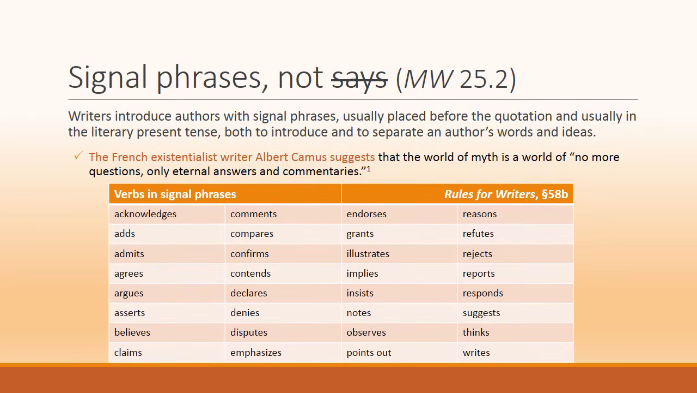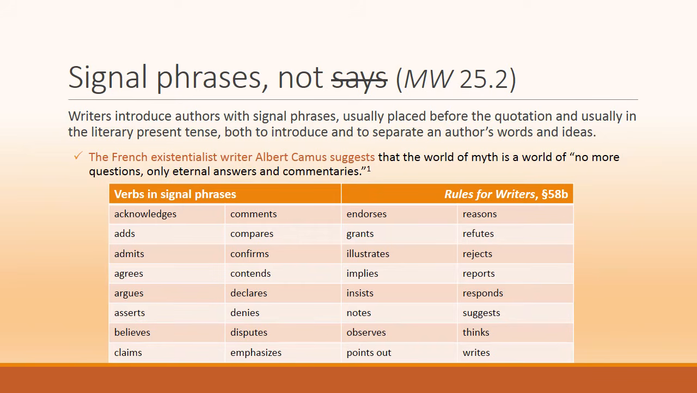Well, signal phrases. One should not introduce sources with the word says, but with some other word that helps interpret the tone of the text or the author's intention. So writers introduce authors with signal phrases, usually placed before the quotation and usually in the literary present tense, both to introduce and to separate an author's words and ideas from one's own words and ideas. For instance, the French existentialist writer Albert Camus suggests that the world of myth is a world of no more questions, only eternal answers and commentaries.